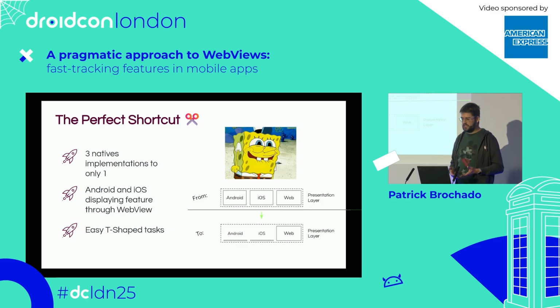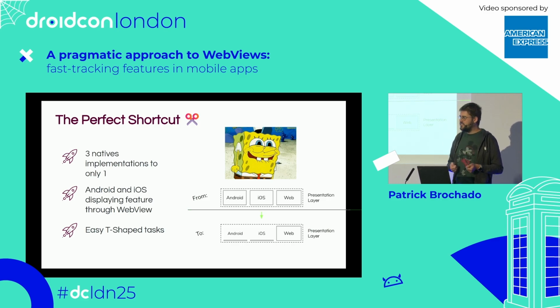The whole point of this strategy was to simplify and speed things up, to transform our development pipeline from 3 different implementations to one unified core experience. Now, our Android and iOS apps could display the same feature without the extra redundant work. So we are doing less copy pasting and more innovation.